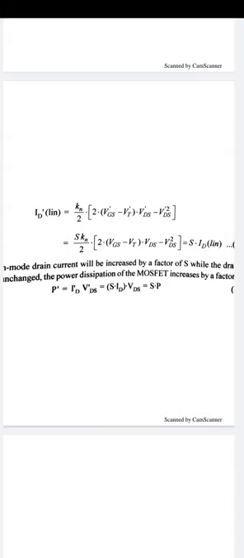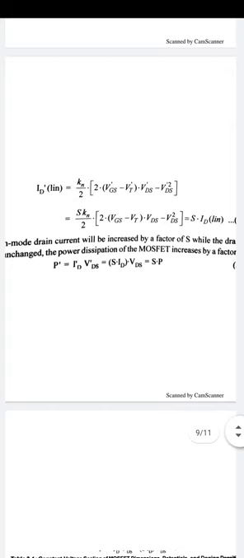When we calculate the power before and after, P dash equals ID dash times Vds. When we put in all the values, the terminal voltages are unchanged, but the current is changed by a factor of S. So it is S into the previous value of power, that is Vds into ID. This means the power is multiplied by a factor of S.